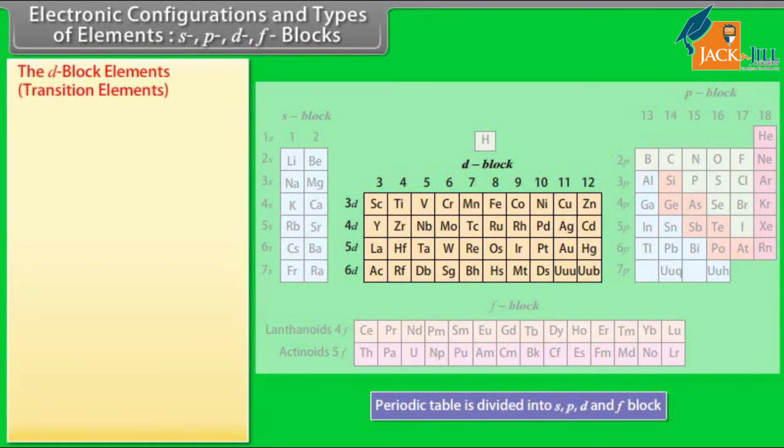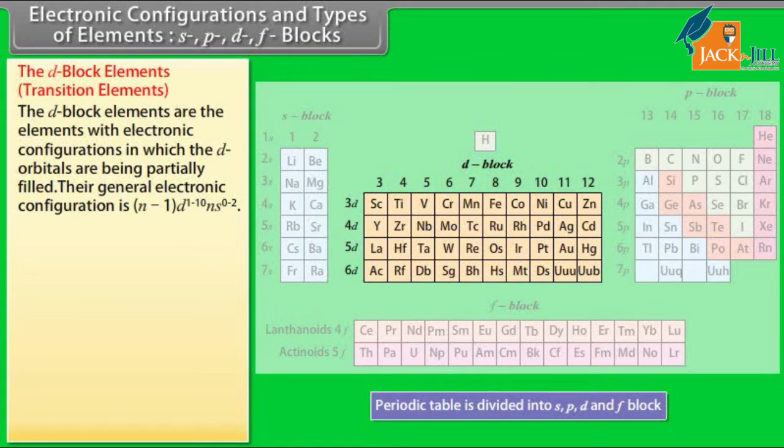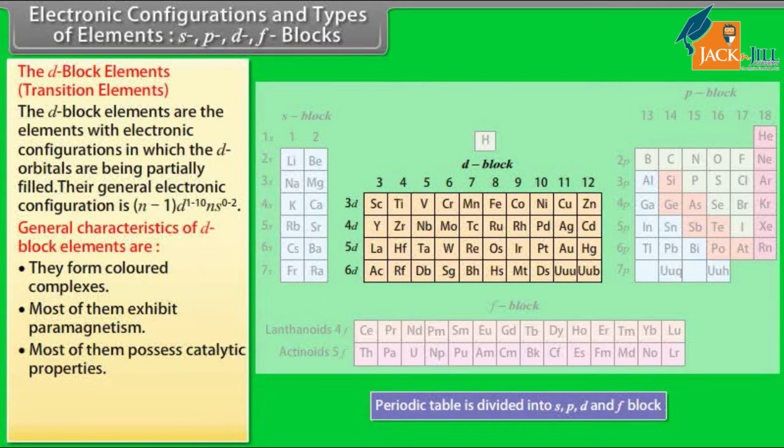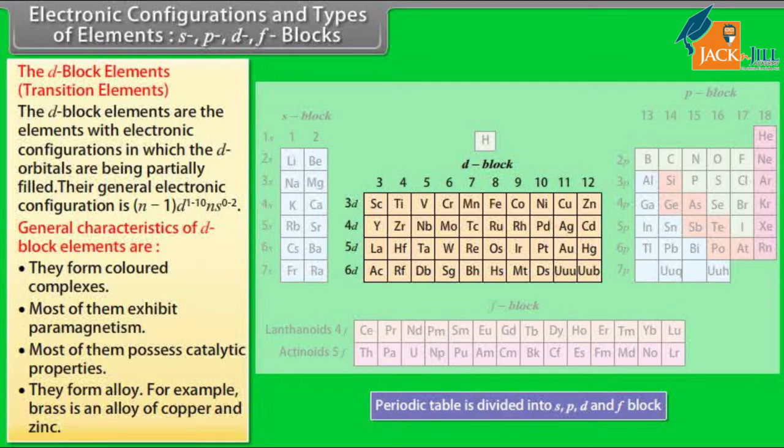The d block elements, transition elements. The d block elements are the elements with electronic configurations in which the d orbitals are being partially filled. Their general electronic configuration is given. General characteristics of d block elements are: they form colored complexes. Most of them exhibit paramagnetism. Most of them possess catalytic properties. They form alloys. For example, brass is an alloy of copper and zinc.